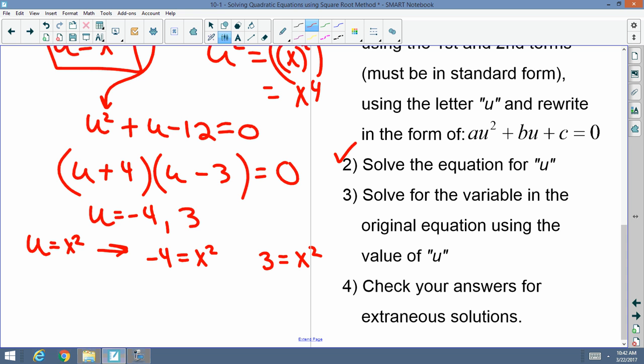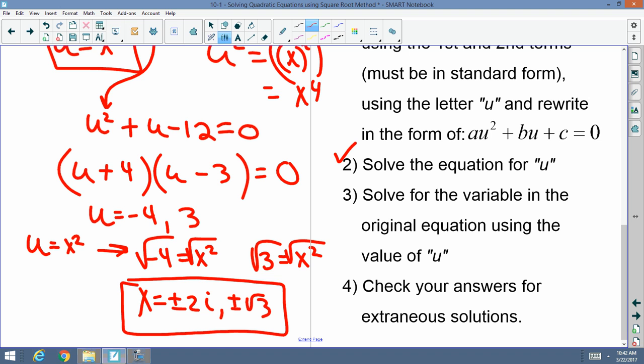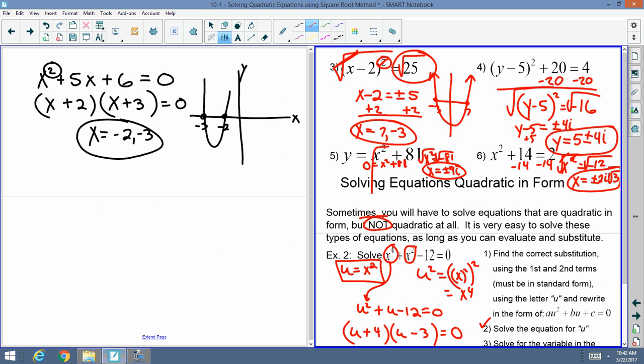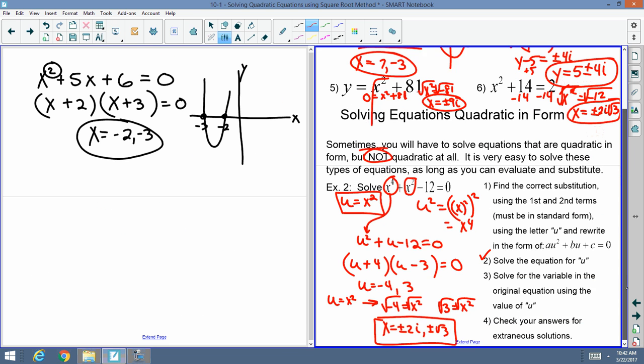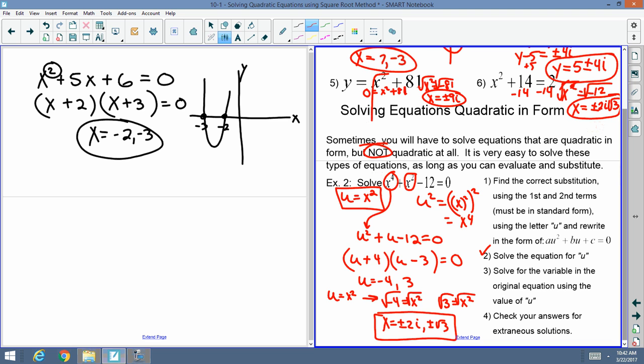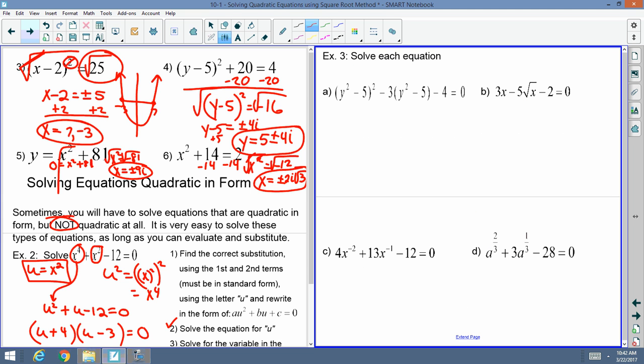Okay, so no worries. So now I want to solve x equals plus or minus 2i and plus or minus square root of 3. Those are my solutions when you have things that are in quadratic form, but they're really not quadratic at all. And of course, we're going to have examples. But before we get to examples, does that make sense, guys? Okay, I'll take that as a yes. I'll keep this up, though, so you can see what's going on.